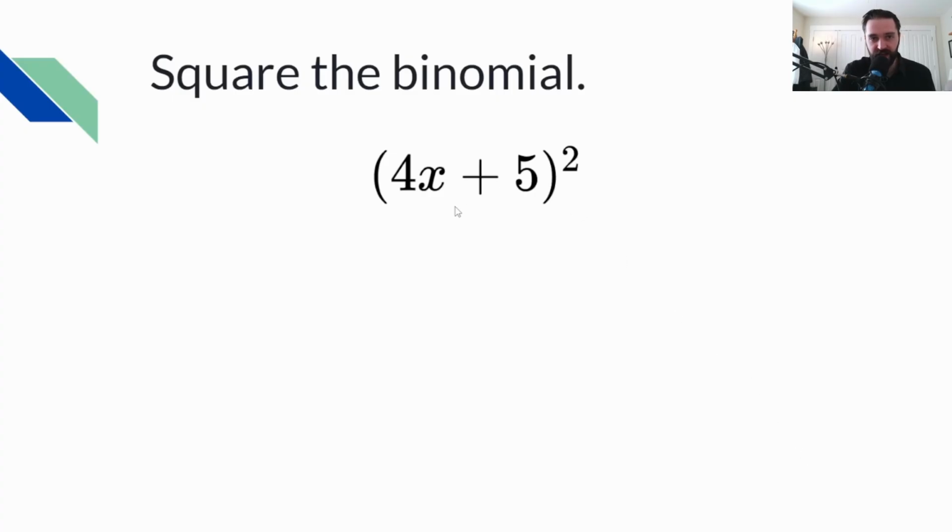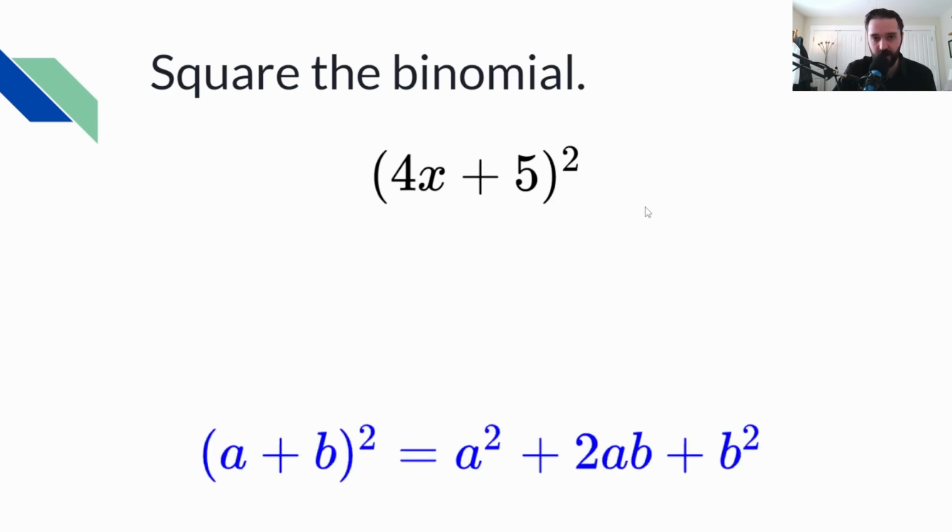Okay, here we're asked to square the binomial. So we're going to do 4x plus 5 times 4x plus 5. And that's going to give us a perfect square trinomial. This is the formula that we derived in a previous video. So let's use that right here. I have a equals 4x and b equals 5. The first thing we want to do is a squared, so we get 4x squared.